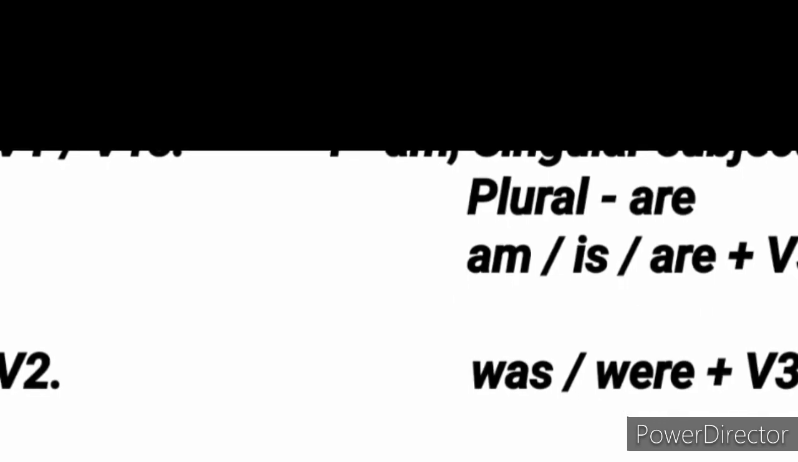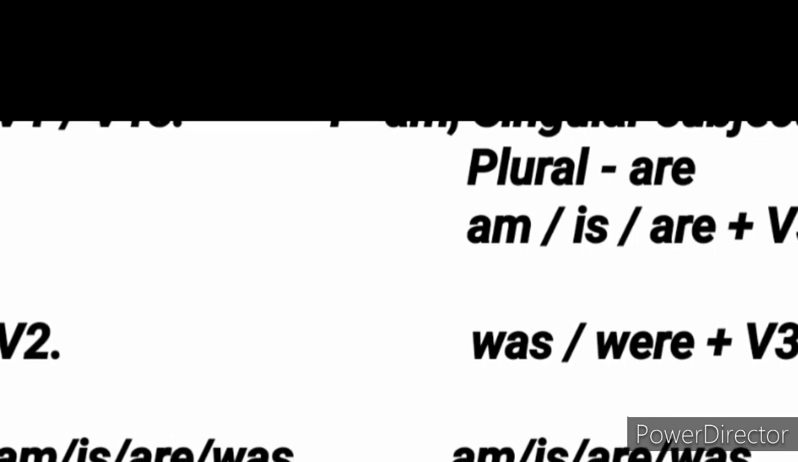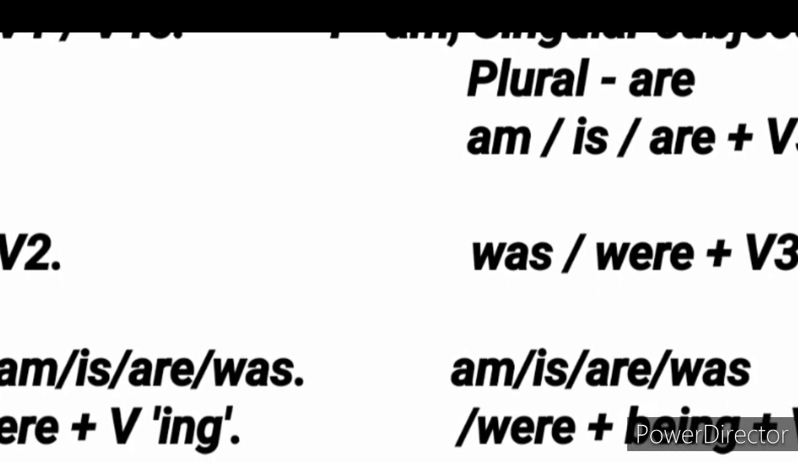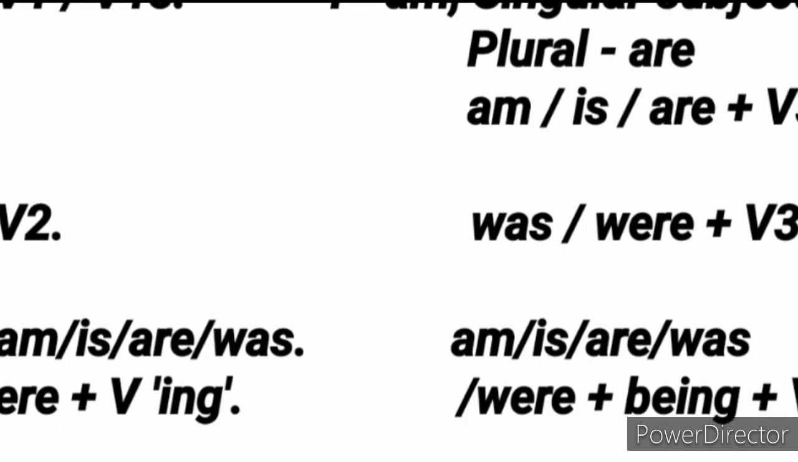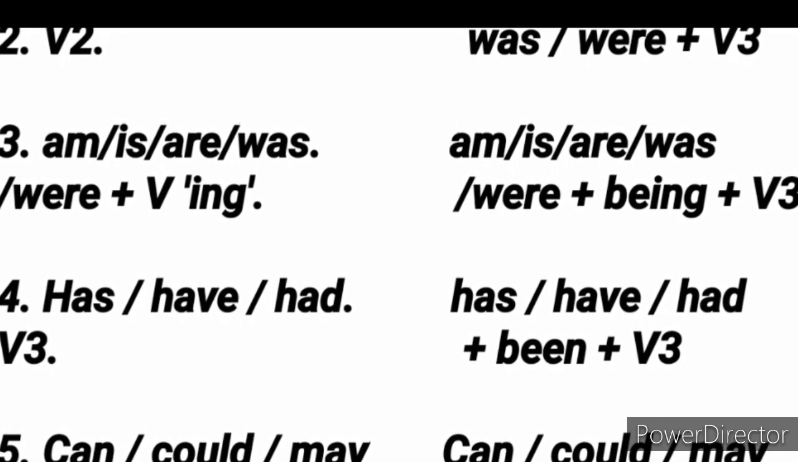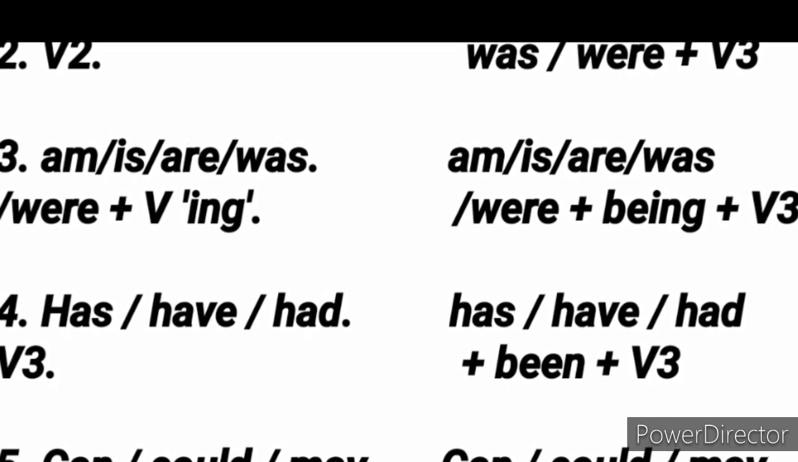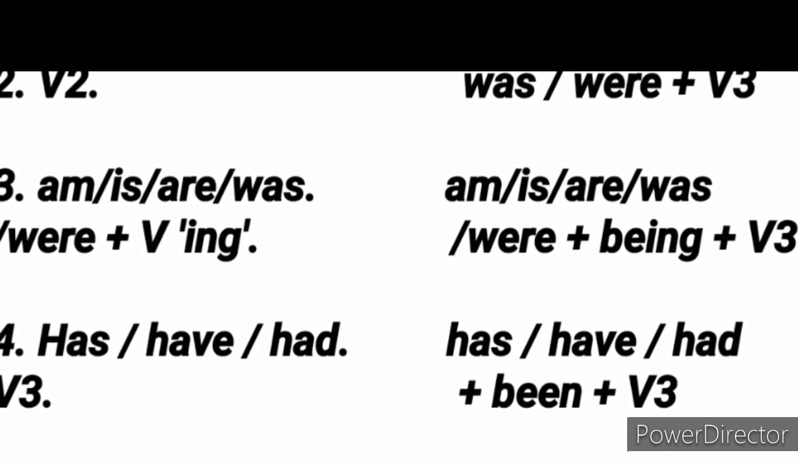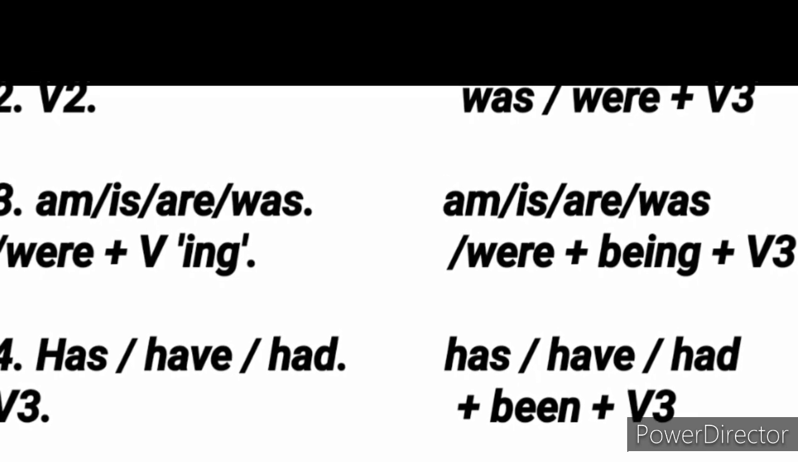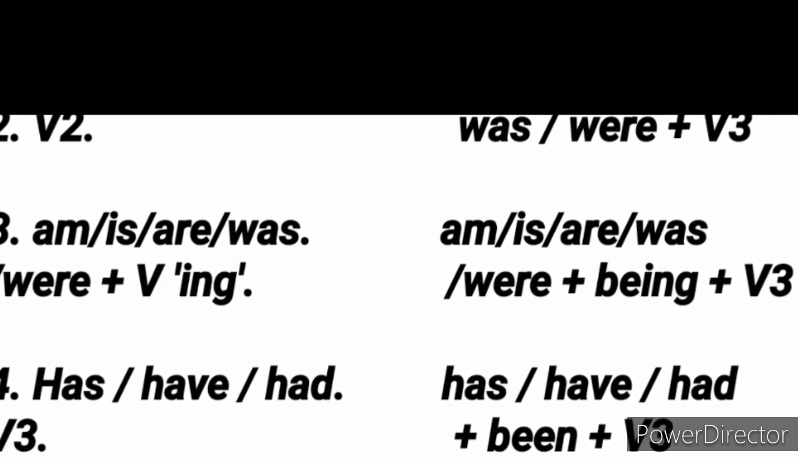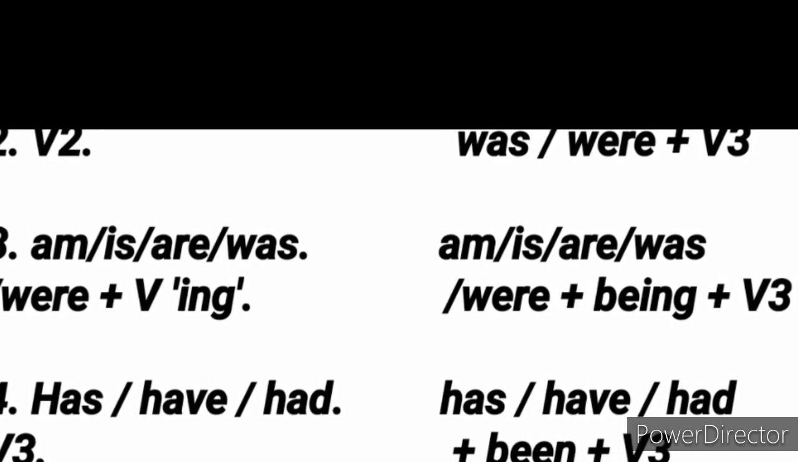Next, if active verb is V2 form, that is simple past form, the passive form will be was or were plus V3. Was for singular subject, were for plural subject. And the third way, for continuous tenses, whether it is am or is or are or was or were, with verb ing, in the passive form you have to add being. So whatever the verb is in active form, you have to convert like am or is or are or was or were plus being plus V3.